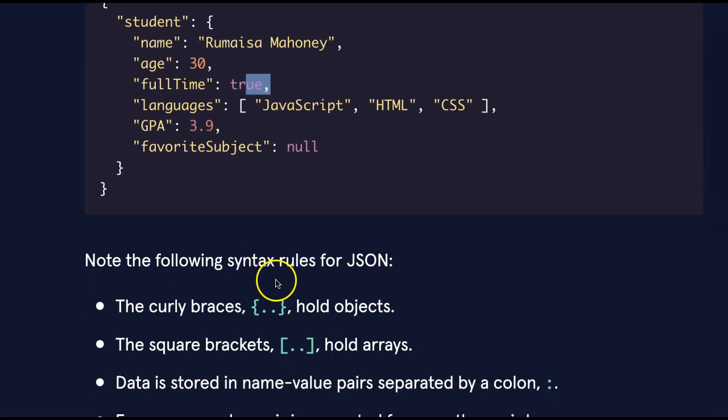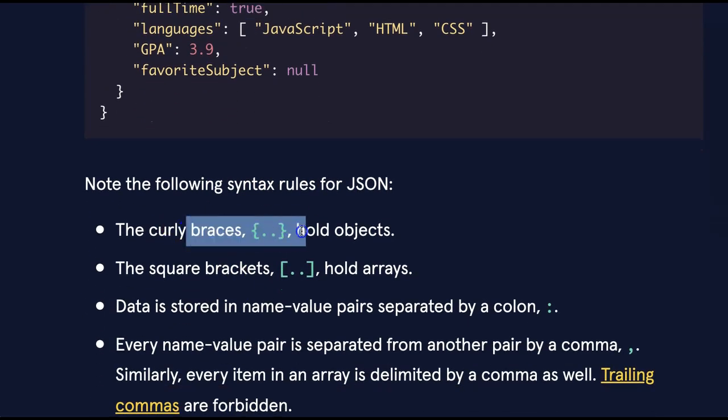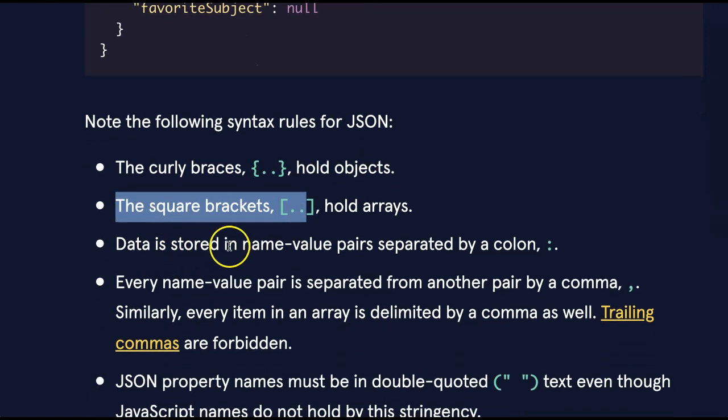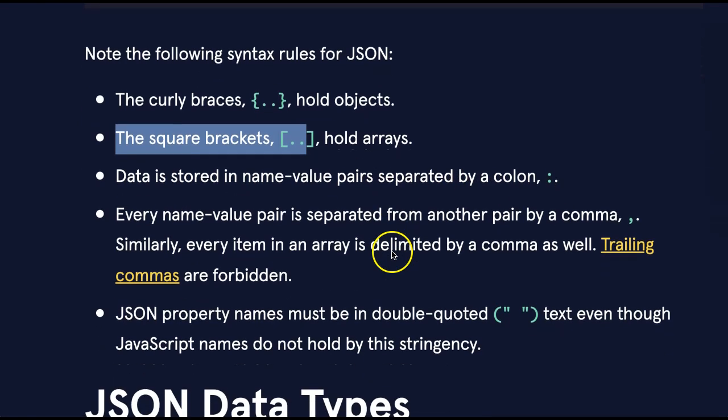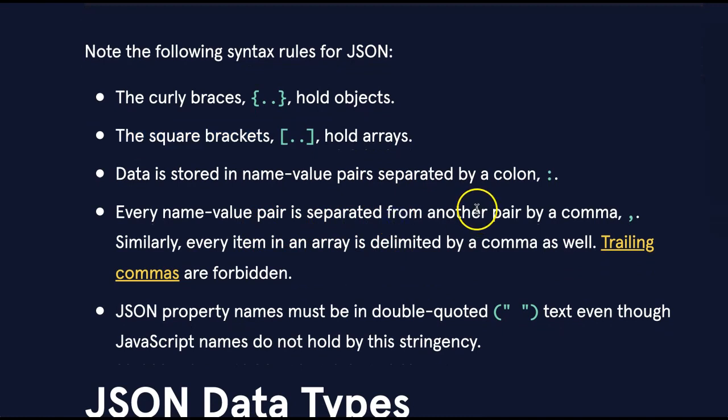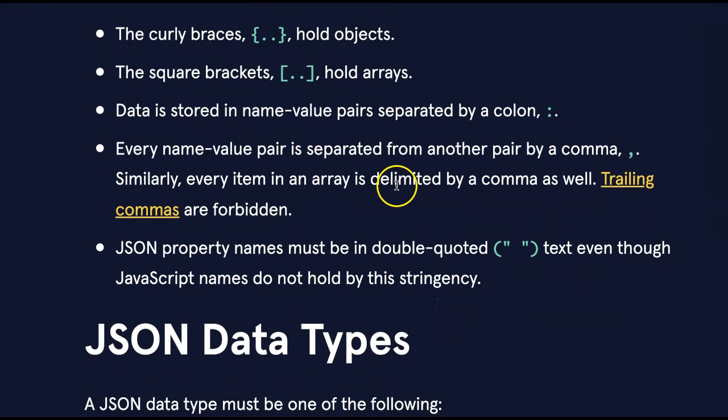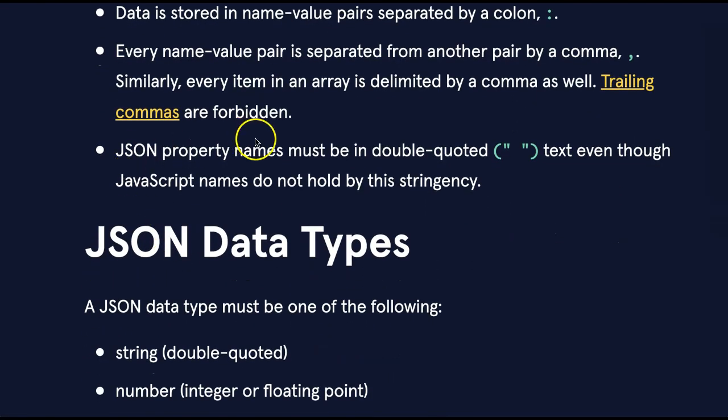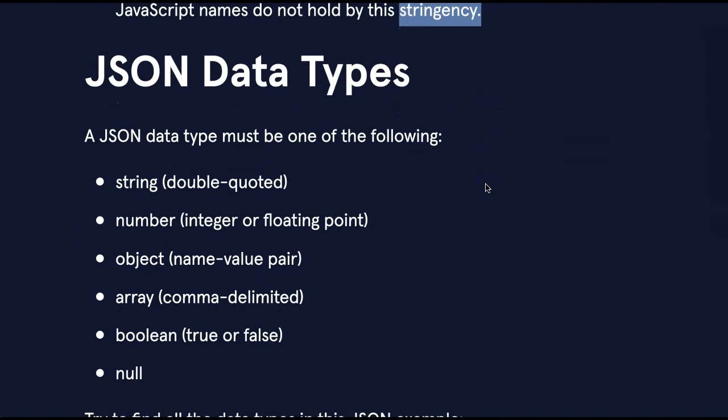Note the following syntax rules for JSON. The curly braces hold objects. The square brackets hold arrays. Data is stored in name-value pairs separated by a colon. Every name-value pair is separated from another pair by a comma. Similarly, every item in an array is delimited by a comma as well. Trailing commas are forbidden. JSON property names must be in double-quoted text, even though JavaScript names do not hold by this stringency.